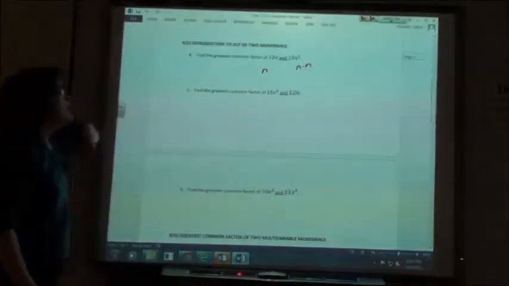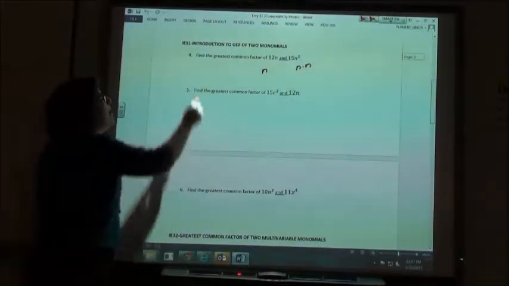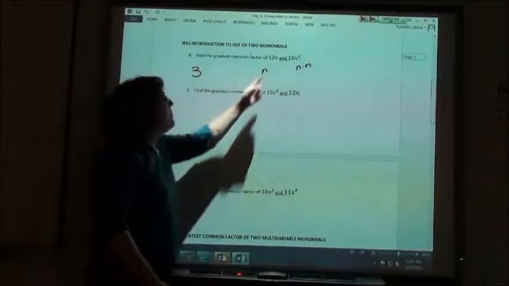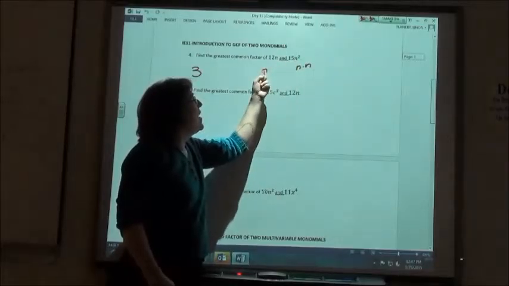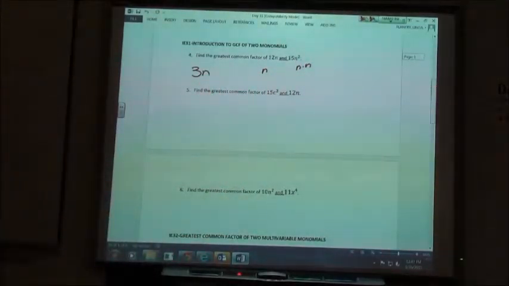So my number, I just do the normal way. Greatest common factor of 12 and 15 would be 3. The greatest common factor of n and n to the second, I use the lower amount because you can't have more than you have. And so 3n would be my greatest common factor.